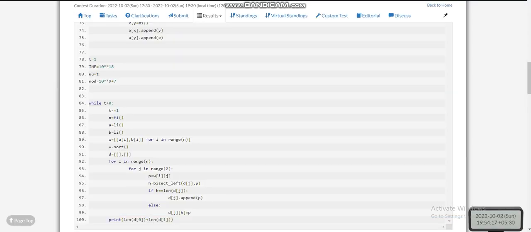So you can check it, that's what I am doing. In Python, bisect left is similar to lower bound in C++. So if h equals the length of dp, we just append p. You can also take an n size array. Here I am taking some kind of vector, or else dp of h is equal to p, and at the end we are returning the length of the LIS of A and LIS of B.